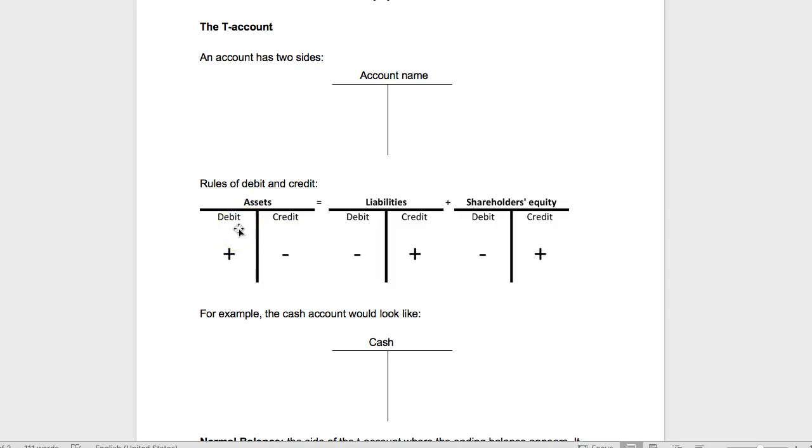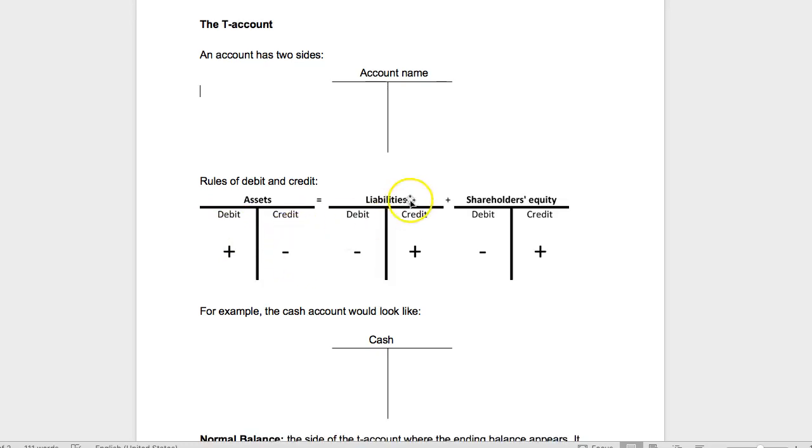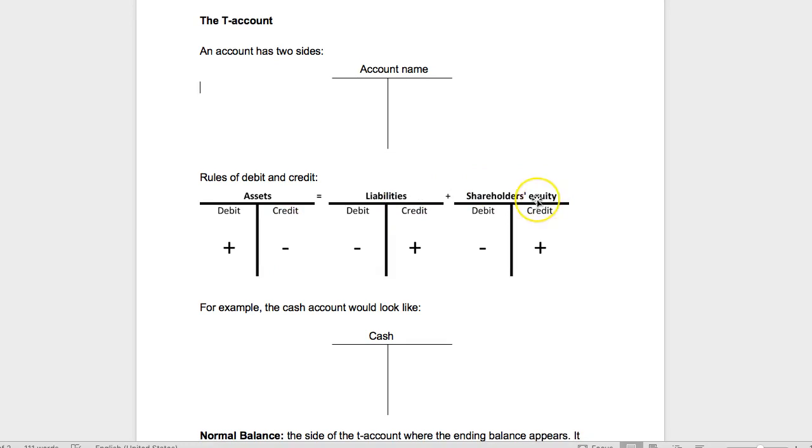Now, the rule is for assets, all of the increases go on the debit side and all of the decreases go on the credit side. For liabilities and equity, it's the opposite. All the increases are on the credit side.